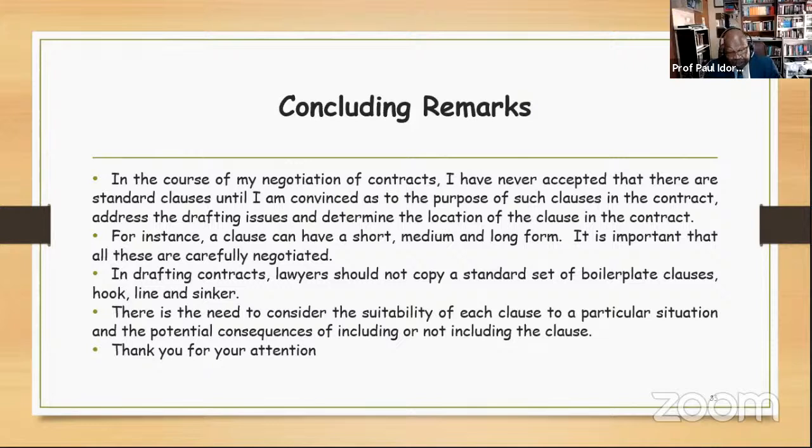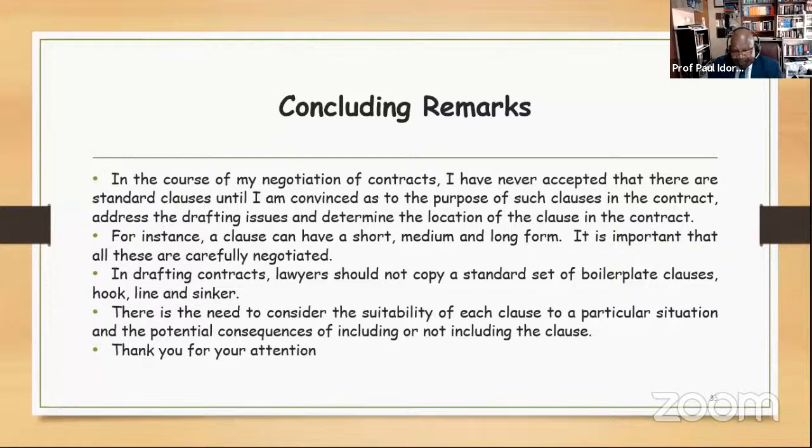and that what we are considering, I will be able to address the drafting issues and look at the location of the clause in the contract and see how it relates to other clauses in the contract. Now, it's a pity I couldn't take us through the precedents, but I'm hoping that when you get the detailed paper, you see the various samples that I have provided. They can be short, they can be medium, they can be long.